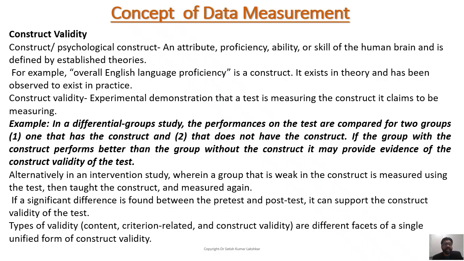Validity is the experimental demonstration that a test is measuring the construct it claims to be measuring. Now, let's talk about an example. In a differential group study, the performance on the test is compared for two groups. Let us say we are measuring the performance on the test and comparing two different groups. One has the construct and the second does not have the construct.